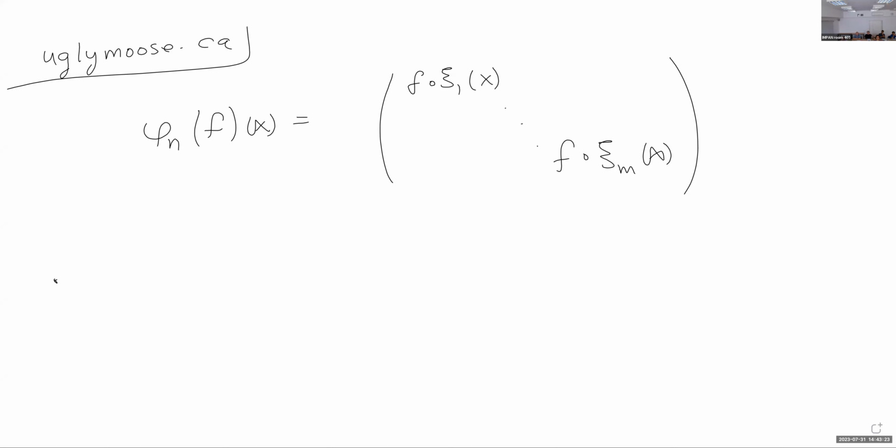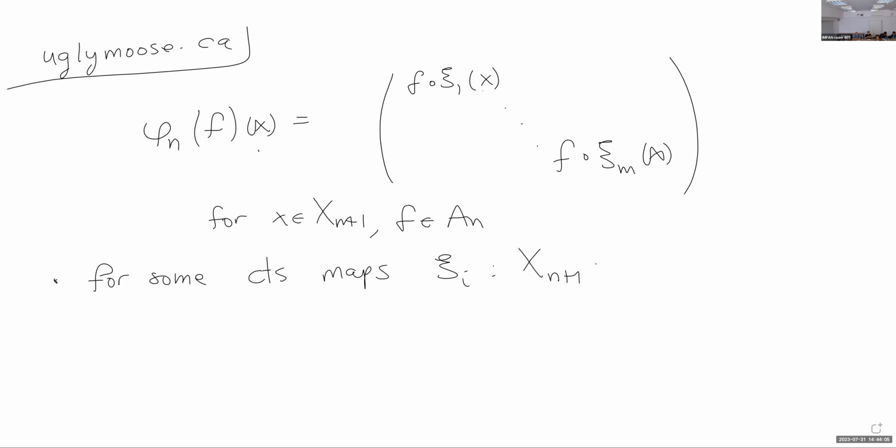Okay, so this is for x in X_{n+1} and f in this A_n, for some continuous maps. Let's think about where things should live. So x is in X_{n+1}, and I want to get it to somewhere where I can apply f, so that it goes to X_n. So for some continuous maps psi_i from X_{n+1} to X_n.